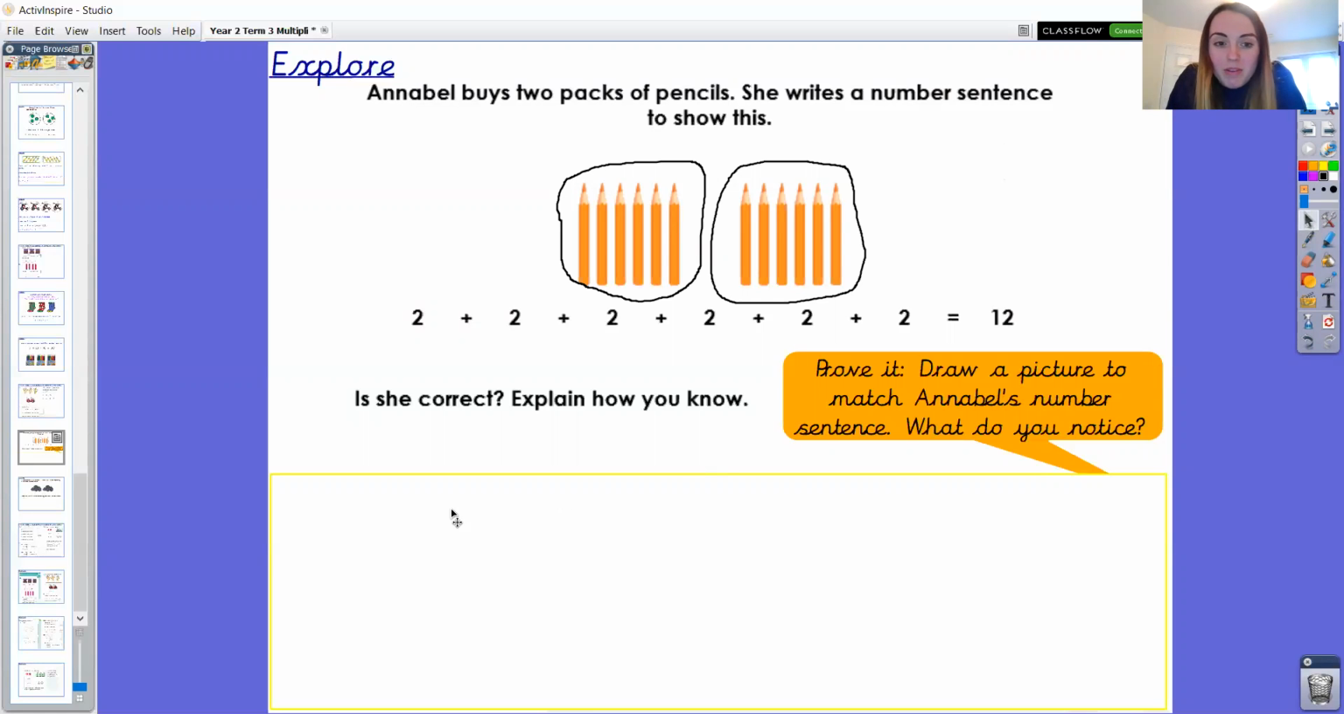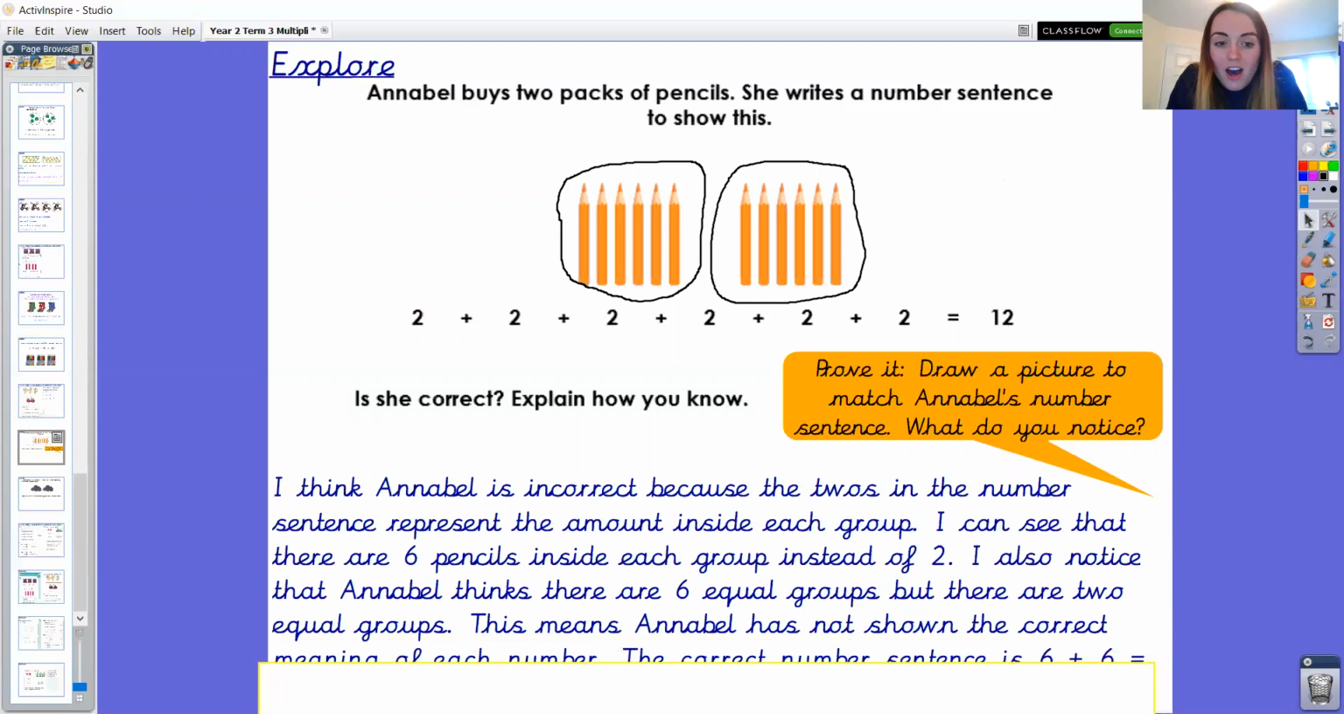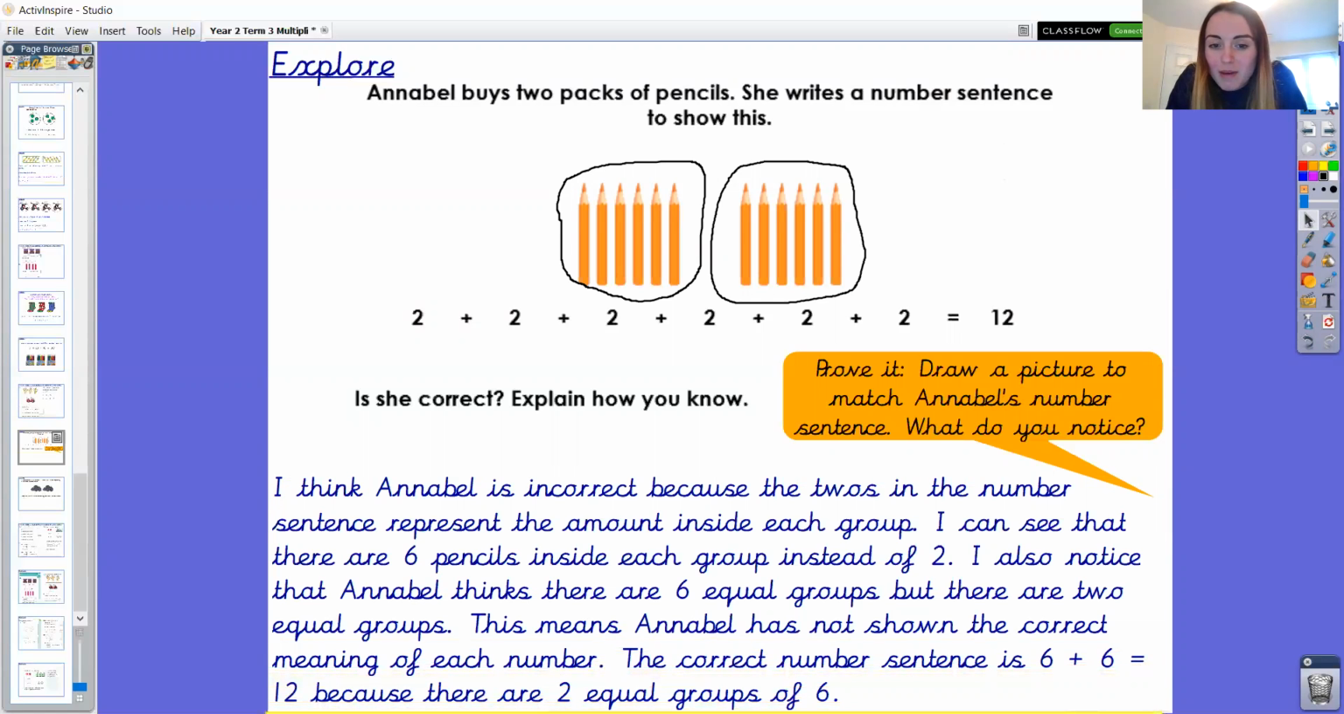Brilliant. Now I'm going to share with you my reasoning. I don't expect that you would have written this much, but I just wanted to share it with you.